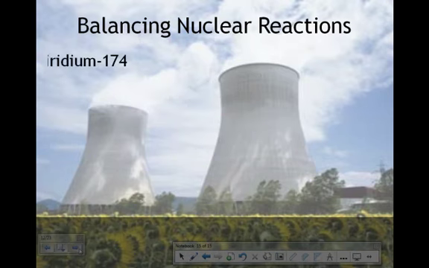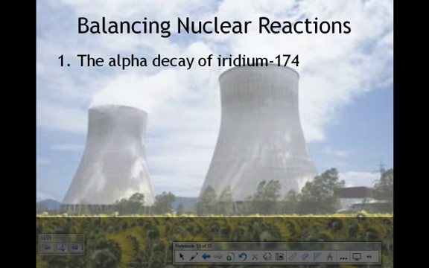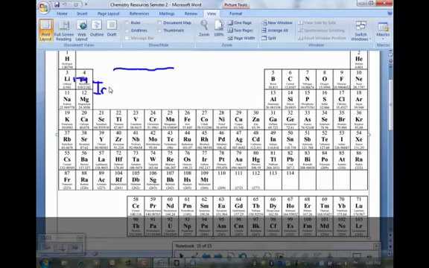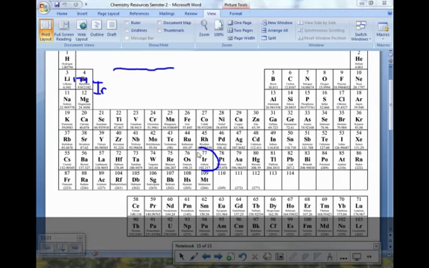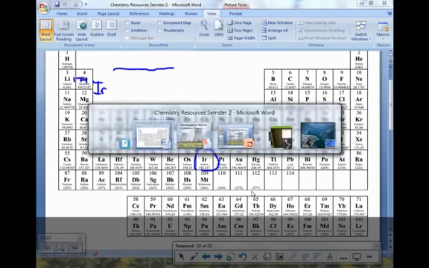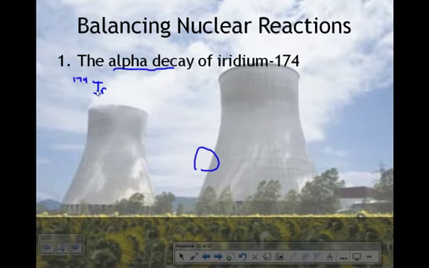Suppose, though, that all I give you is words. No symbols, just words, and you have to figure out how to write this reaction. Well, that's where you need to know what the particles are. Alpha decay, what does that mean? So first we start with iridium 174. So the 174 is our mass number that goes on top, and then we're going to look up iridium on the periodic table to see what's the atomic number for iridium. Where is this guy? Ir, here we are. Down in the middle, number 77. All right, so iridium is 77, 174 over 77.